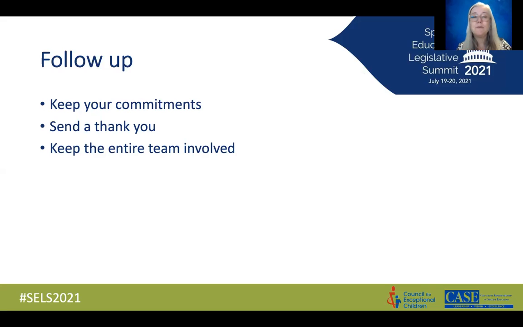Follow up, keep those commitments, send a thank you. If you've committed to getting back to them on any information, make sure that you're doing that, or that you're having the SELS team do that, if that's who you promised would connect back to them. If you said you would and it's information you have, do reach out to the SELS team, because they can get back to you with a lot of information or research, point you in the right direction for some great research to then sift through and pull the right answers from.